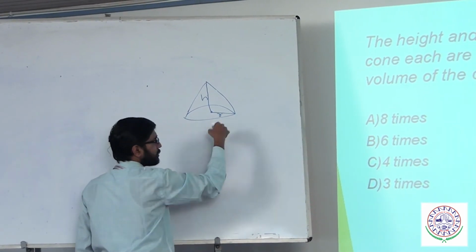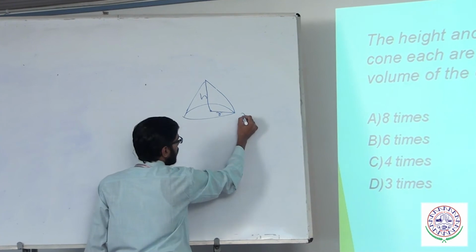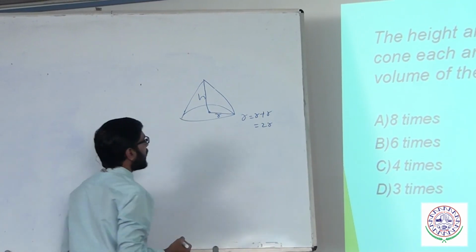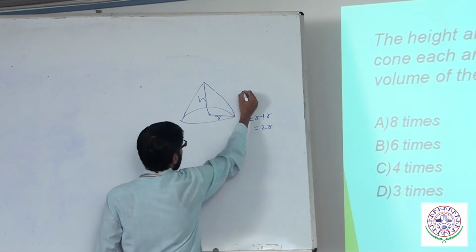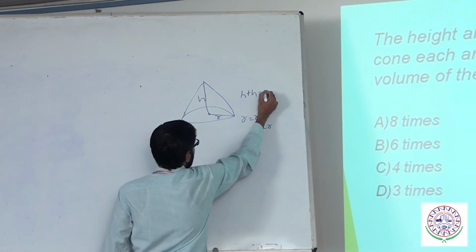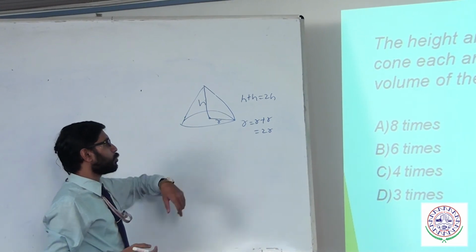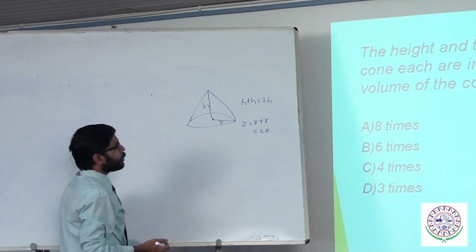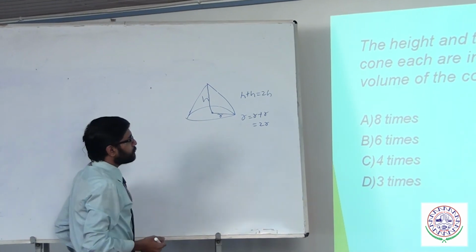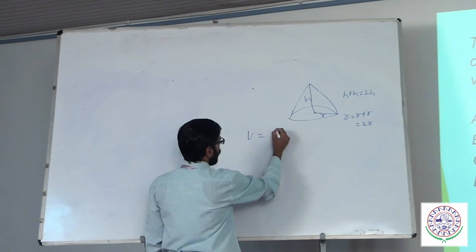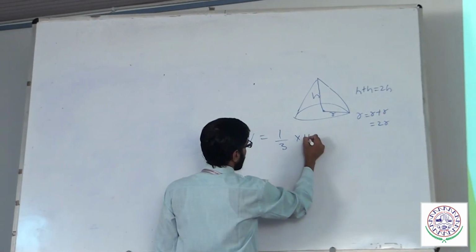If R is 100%, if you increase it by 100%, this will become R plus R, so this will become 2R. And the height will also become H plus H, it will become 2H, because it is increased by 100%. Now you need to take the formula to find the volume of the cone. The volume of the cone can be found by the formula 1 by 3 pi r square h.